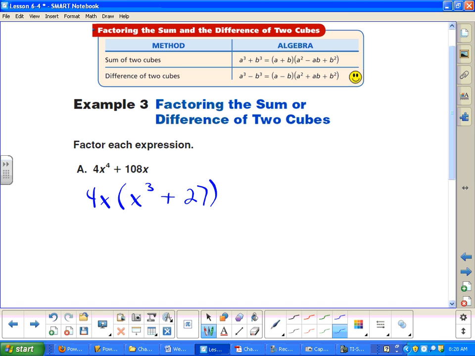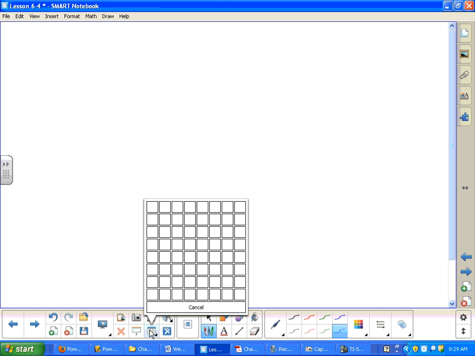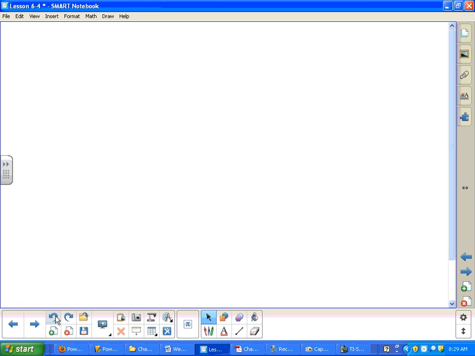Now, this reminds me of something that I want to do. So I'm going to add a page here. And off to the side on that page, or somewhere where you can access it very easily, maybe the front of your notebook, we're going to make a little table that has squares and cubes. I actually want more than that, so I'm going to do that.